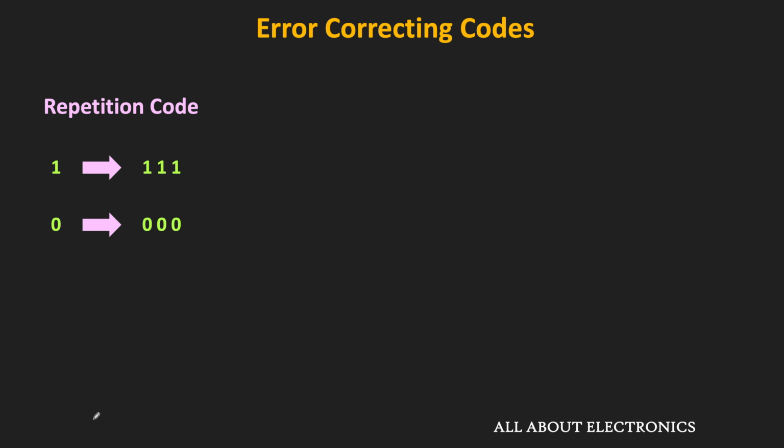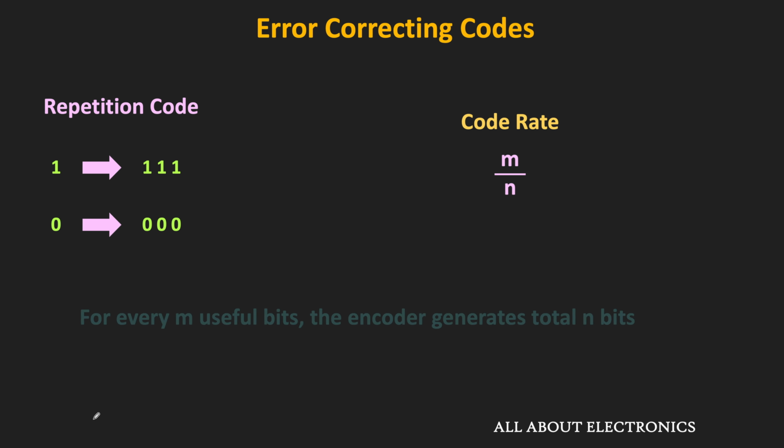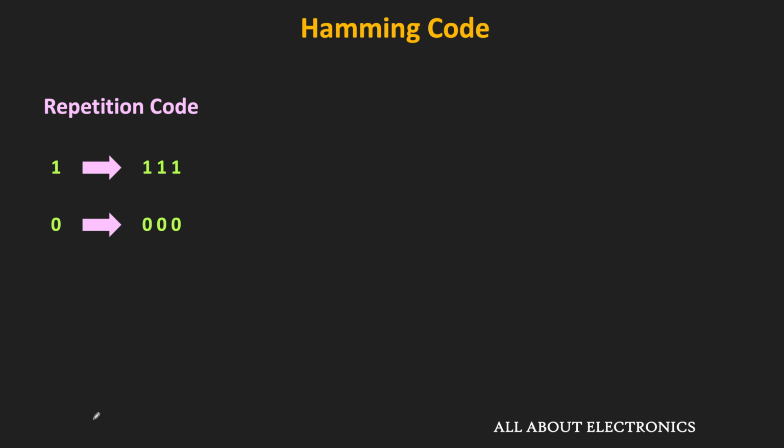Now the efficiency of the code is usually defined as the code rate, which is equal to m divided by n. That means for the m useful bits, how many bits the encoder is generating. So in case of this triple repetition code, the code rate is equal to 1 by 3. And because of this lower efficiency, the channel bandwidth is not utilized efficiently. So this efficiency can be improved using the Hamming code.